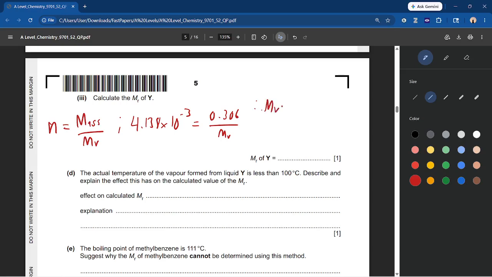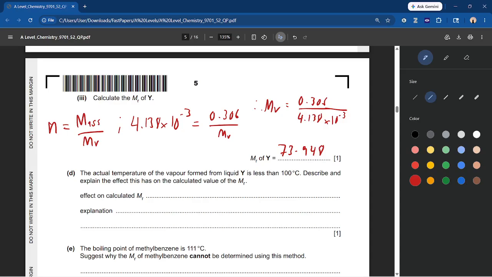So your MR is equal to 0.306 divided by 4.138 into 10 to the power minus 3. And you're going to get a nice value of 73.948. And there we go. 3 decimal places, because the ones that we've been using are all 3 decimal places. So let's take a look at our next question.